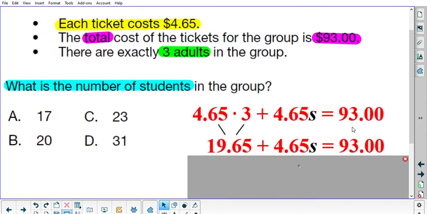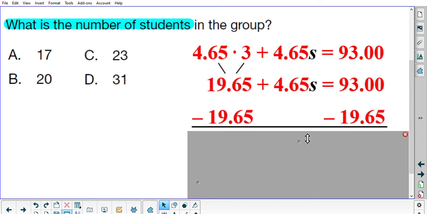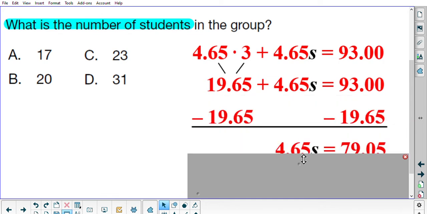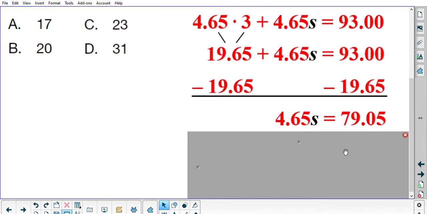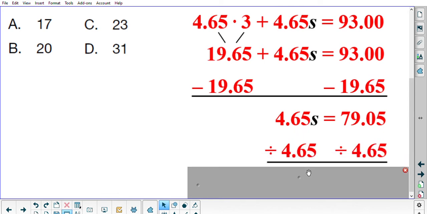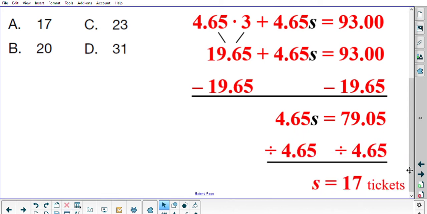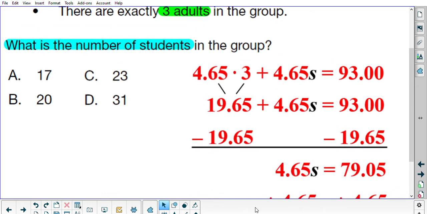Okay, I hope you've already solved this on your own. Hopefully you subtracted by 19.65 on both sides. That's going to give you $79.05. Then you will divide, because the inverse of multiplication is division, and that will give you 17 tickets, and we can see that would be choice A as our answer.